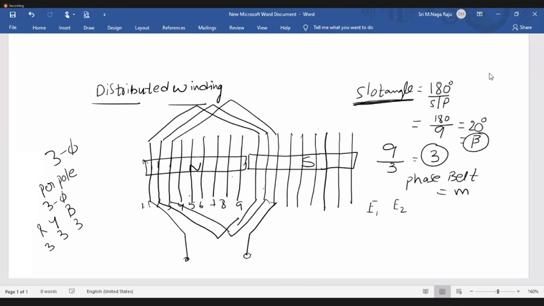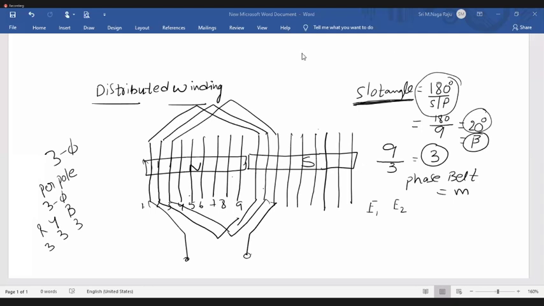See, I will repeat again. Under North Pole, we have 9 slots. Each slot has one conductor. The angle between one slot to the adjacent slot is the slot angle. That is the formula. Now that angle is 20 degrees. Is this electrical or mechanical angle? Electrical angle. Yes, this is electrical angle, nothing but phase angle.